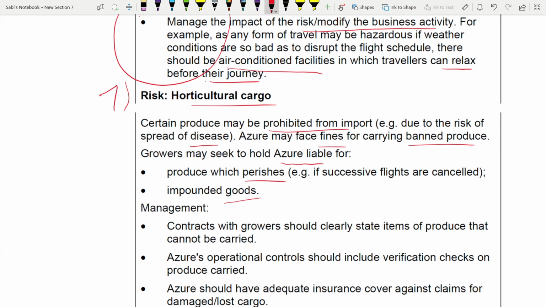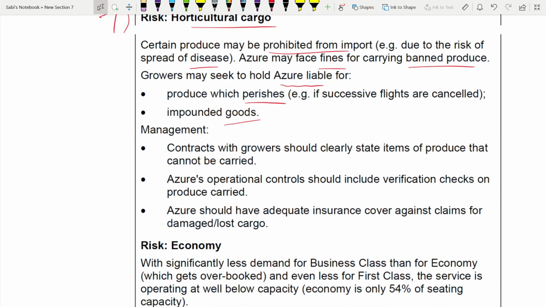What should management do in this case? Contact with the growers, the one who grows it, so that they state the items of the produce that cannot be carried beforehand. You know what cannot be carried, and also operational controls to include verification checks on the produce carried. And third, adequate insurance has to be there for the damage and the lost cargo.